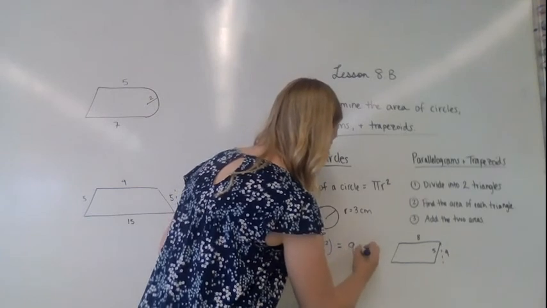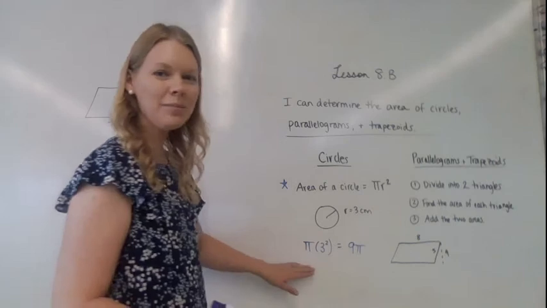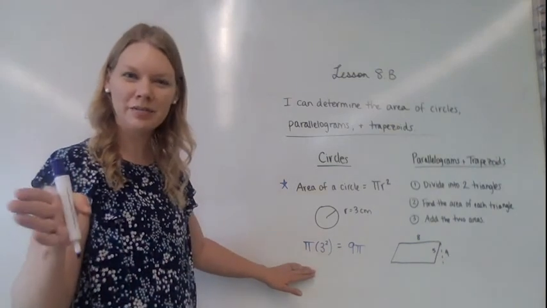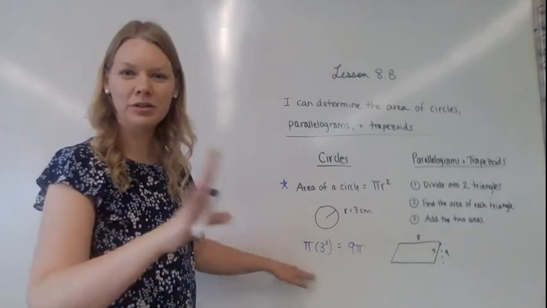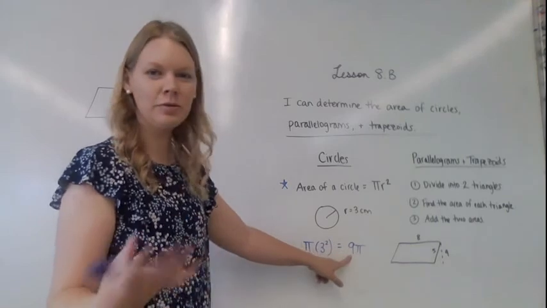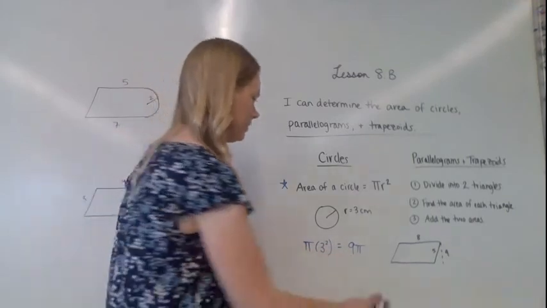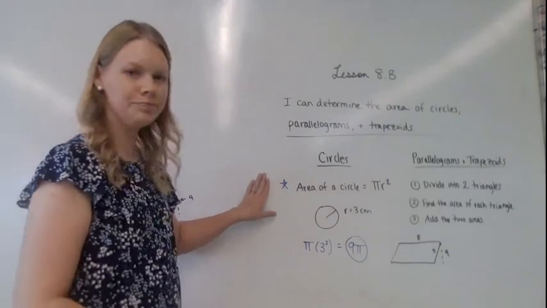And I just tend to like to write pi to the right of anything else. Okay, so that's the commutative property. We've learned the commutative property of addition. Spoiler, it also applies to multiplication. You can multiply things in any order. So rather than writing pi 9, I just prefer to write 9 pi. But this is the area of this circle.